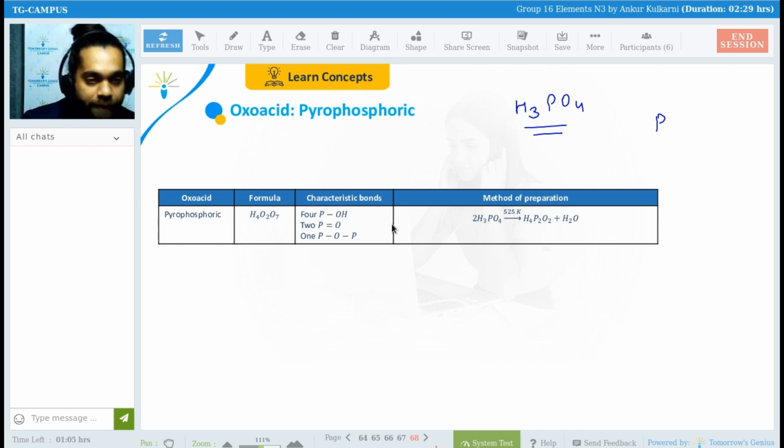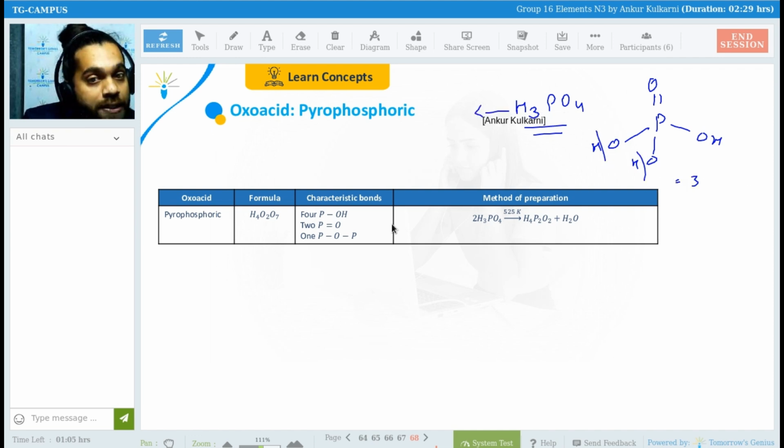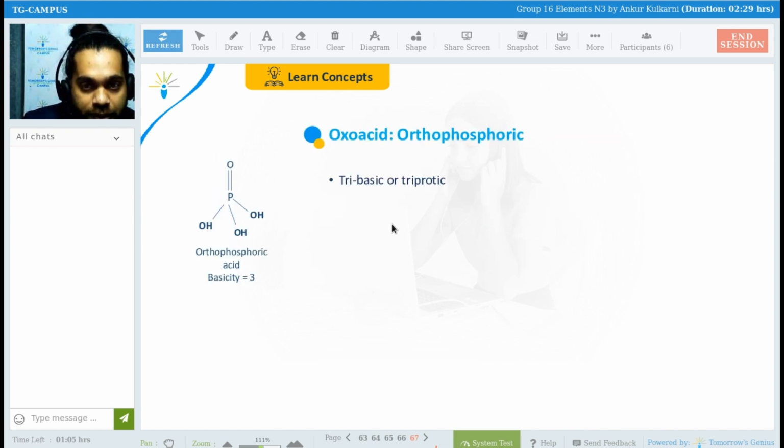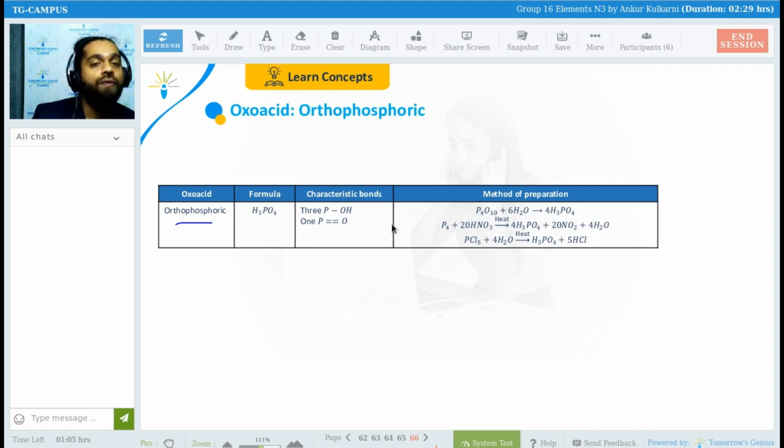It is plus 5. Correct? So Anthony, the structure will look like P double bond O. Then how many oxygens are left? 3 oxygens: 1, 2, 3. Then how many hydrogens? 1, 2, 3. So basicity is 3. All 3 are ionizable. So what is this? H3PO4, it is phosphoric acid, a strong acid because it ionizes all the hydrogens. This is your orthophosphoric acid. Is it clear, everyone?